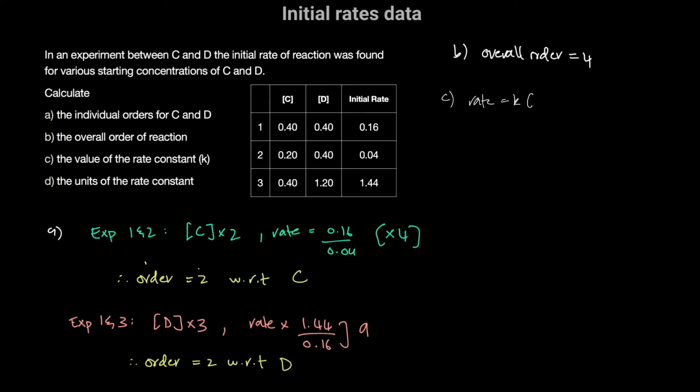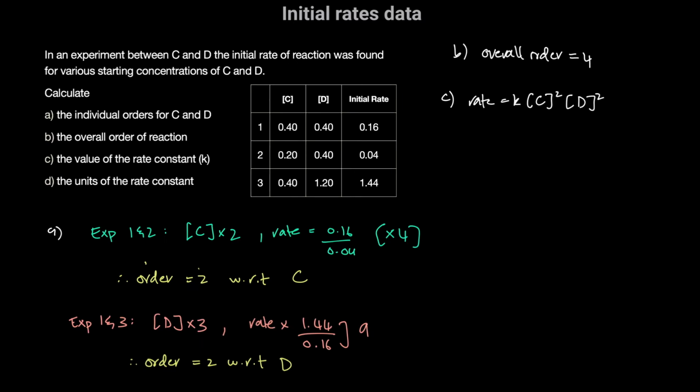So over here then we can say that the rate equation is: the rate is equal to k times the concentration of C, the whole thing squared, times the concentration of D, the whole thing squared. It's order 2 with respect to C, so the concentration of C is raised to the power of 2, and it's order 2 with respect to D. So the concentration of D is also raised to the power of 2 in the rate equation. Okay, so this is your rate equation here.